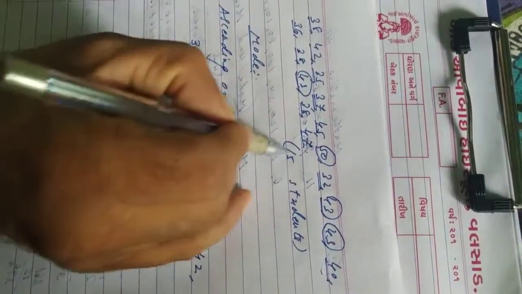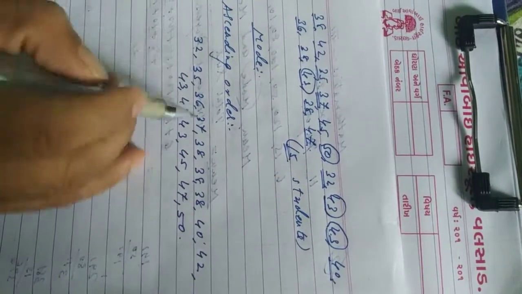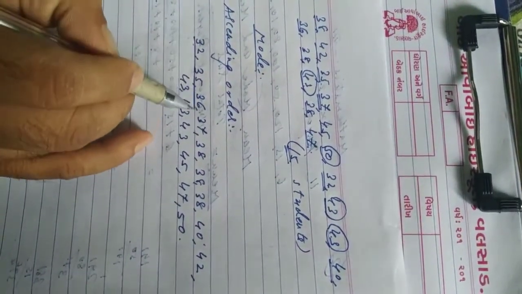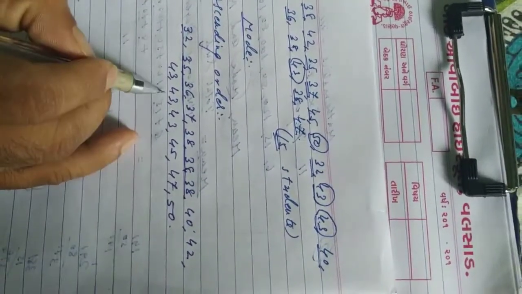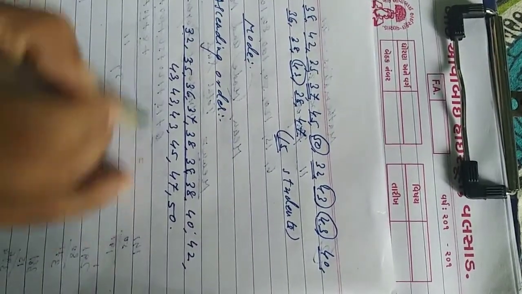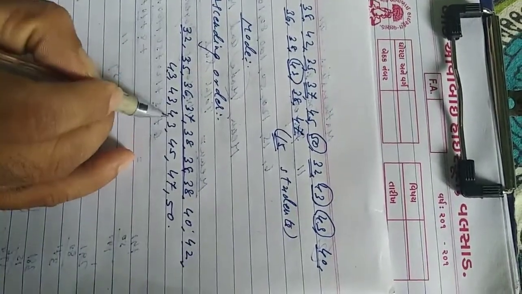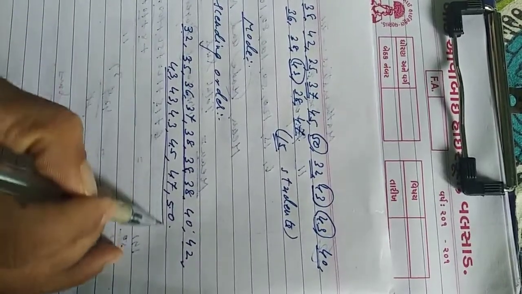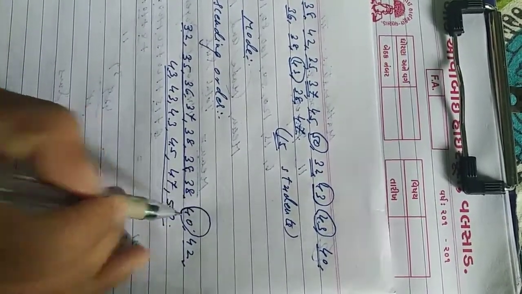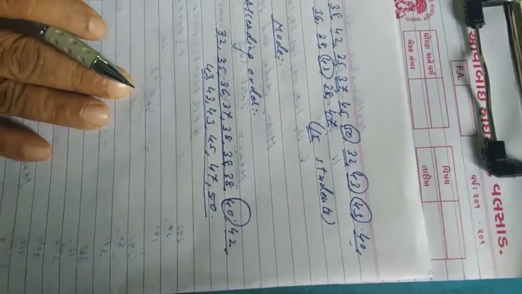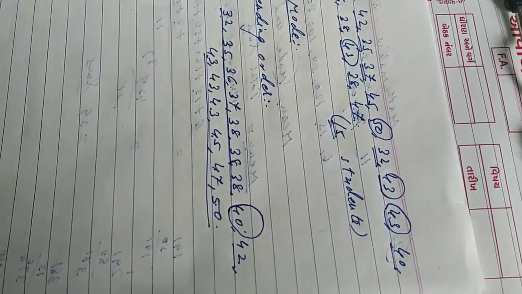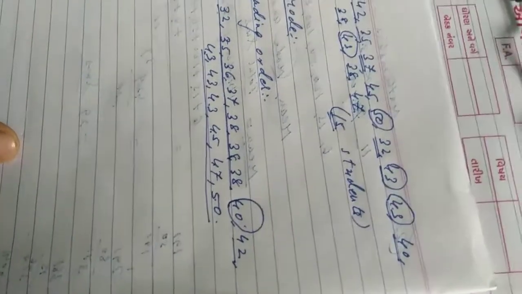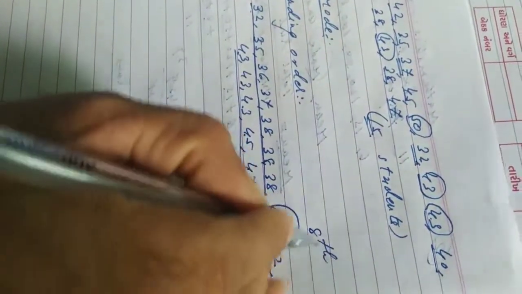Understood? So now how many total observations do we have? 15. So which is in the middle? The 8th observation. 1, 2, 3, 4, 5, 6, 7 on one side, and on the other side also 1, 2, 3, 4, 5, 6, 7. So which is the middle observation? 40, right? It's the 8th observation.